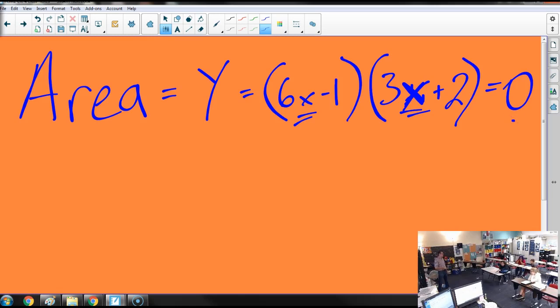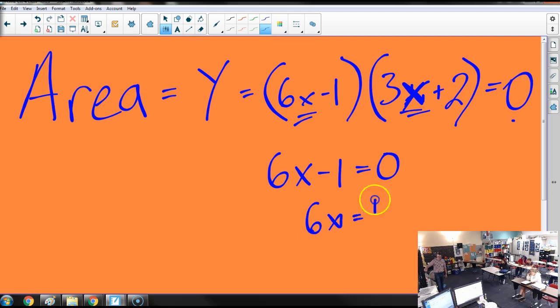by finding the zeros. And if two numbers multiply to make 0, then one of them must at least be 0. So if I set 6x minus 1 equal to 0, and I do the algebra, I get 6x is 1, and x is 1/6.